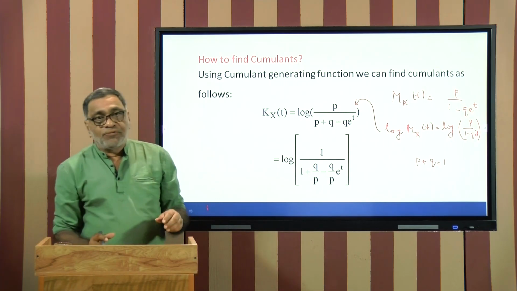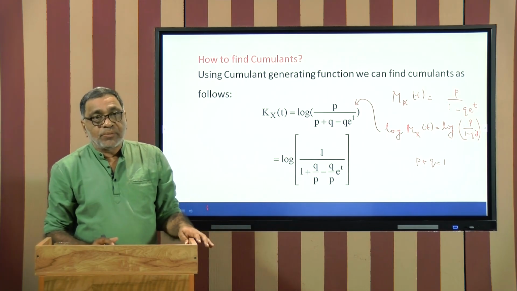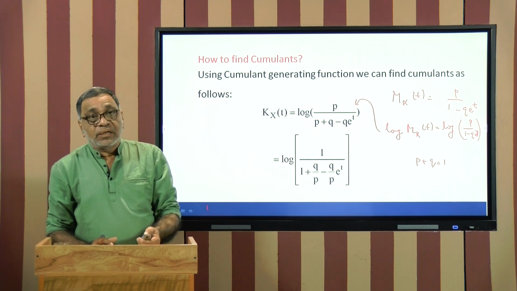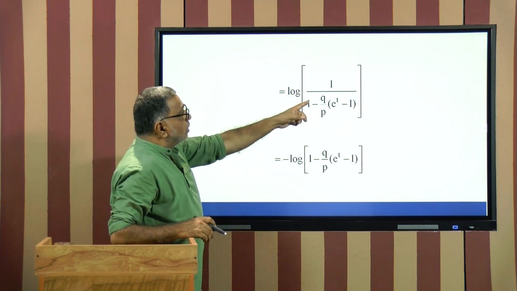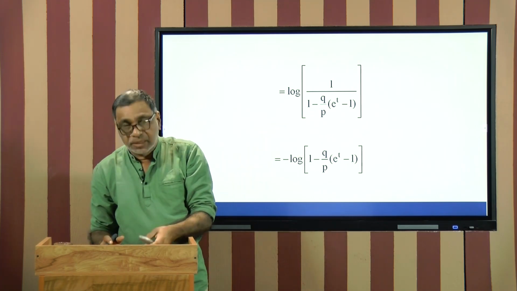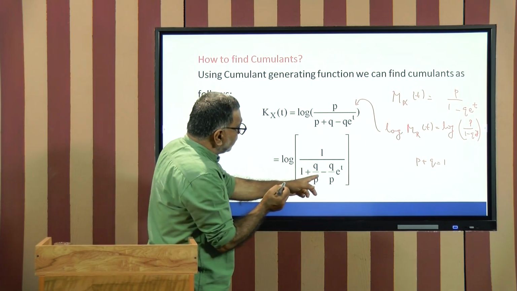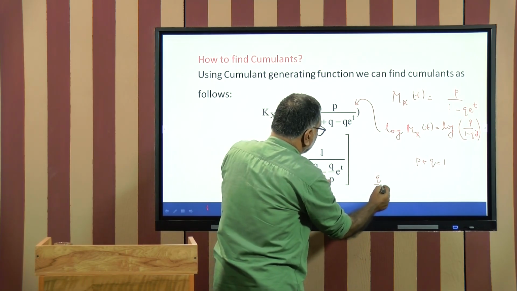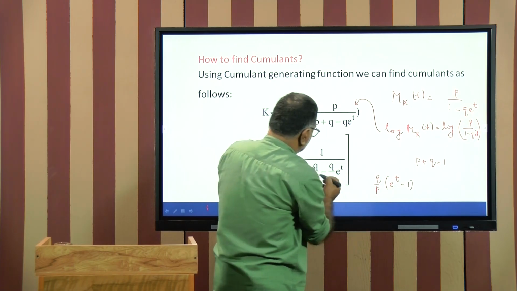So, the cumulant generating function is logarithm of 1 divided by 1 plus q divided by p minus q divided by p e^t, and that can be written in another form as logarithm of 1 divided by 1 minus q divided by p (e^t minus 1). Earlier we have 1 divided by 1 plus q divided by p minus q divided by p e^t. What we are doing is taking q divided by p out as a common factor. So, this is e^t minus 1 you can write.